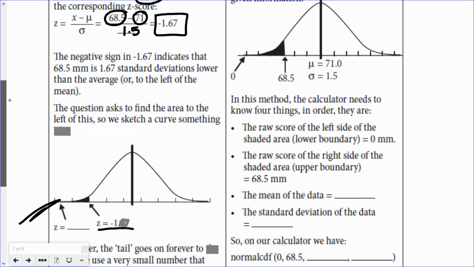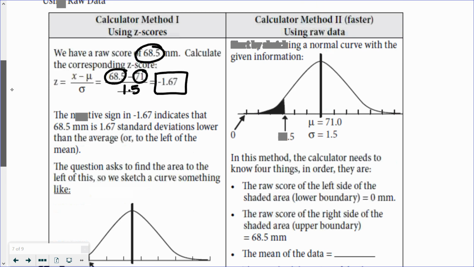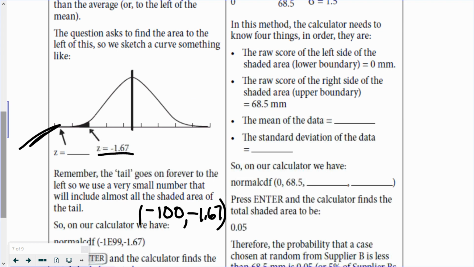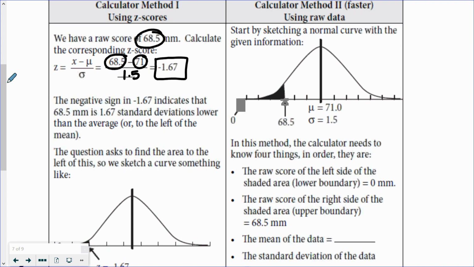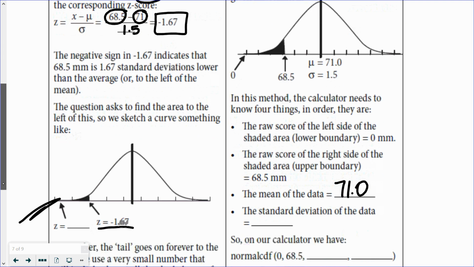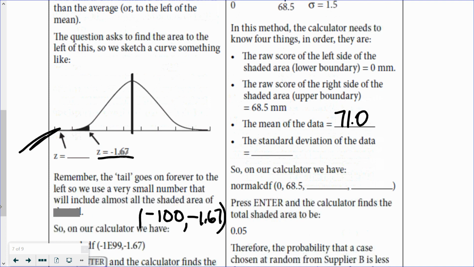So that's method 1 using z-scores, but we had to calculate out that z-score, so a little bit more work. Using method 2, Casio people following those steps that I wrote down, TI people following the steps as they are here, we put in our lower boundary, our upper boundary, and then our mean and our standard deviation. So again, the mean of the data was 71.0. The standard deviation of the data was 1.5.